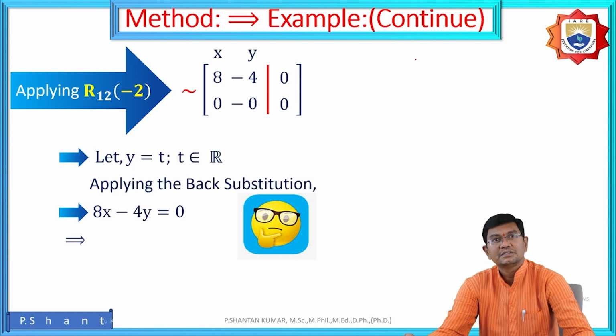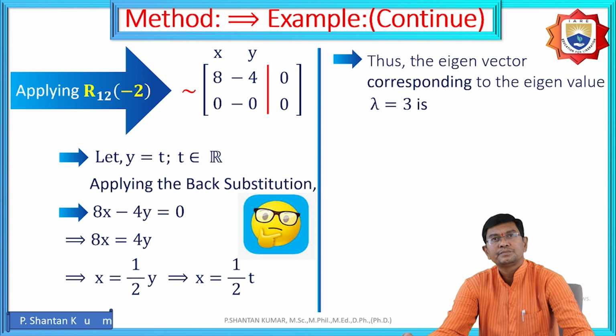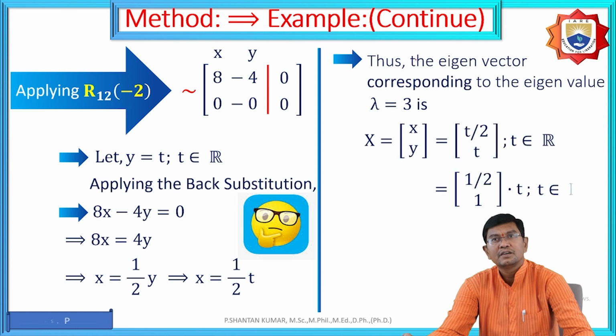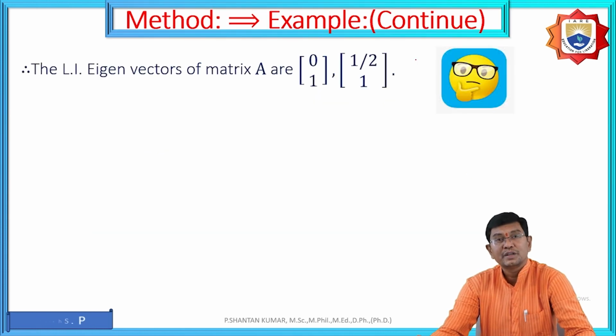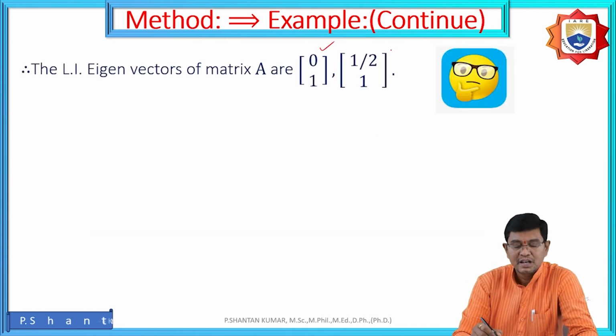Finally here also, 1 comma 2 we also need to consider, 1 by 2 comma 1, is also the corresponding eigenvector of lambda equal to -1. Therefore, the conclusion is that the eigenvectors are one is 0 comma 1 and the other one is 1 by 2 comma 1.